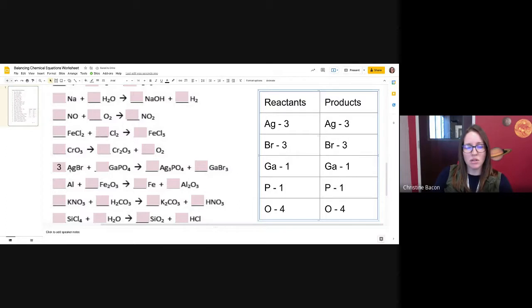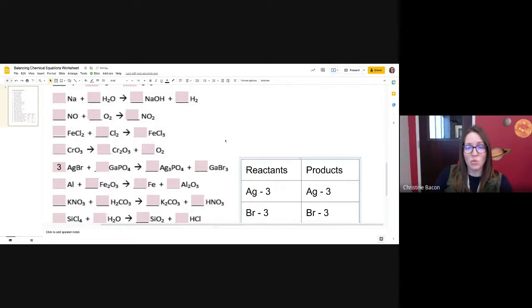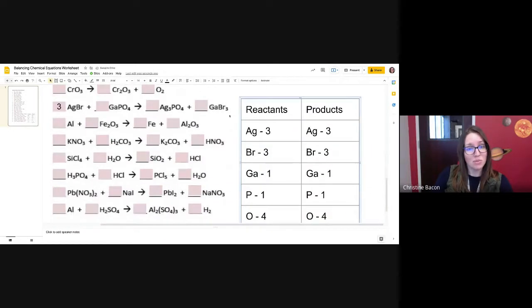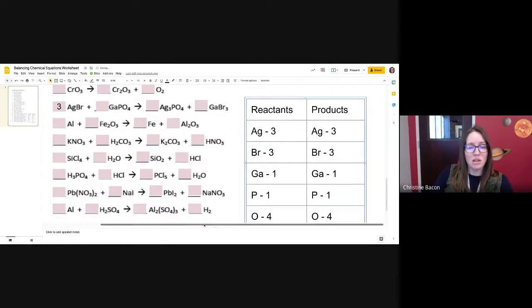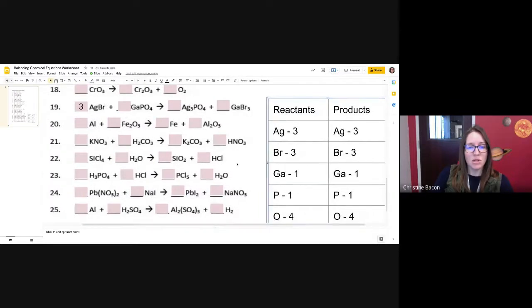So we have 3 gold reactant, 3 gold product, 3 bromine reactant, 3 bromine product, 1 gallium reactant, 1 gallium product, 1 phosphorus, 1 phosphorus, 4 oxygen, 4 oxygen. We are balanced. All right. Sometimes it's as easy as just adding 1 coefficient, and sometimes you have to play around with them.